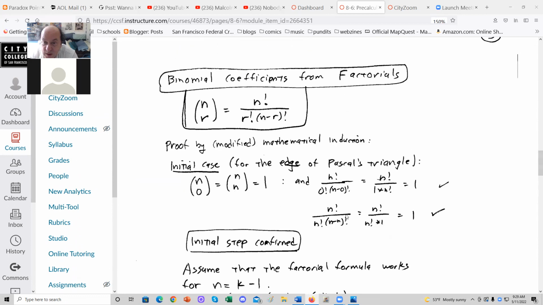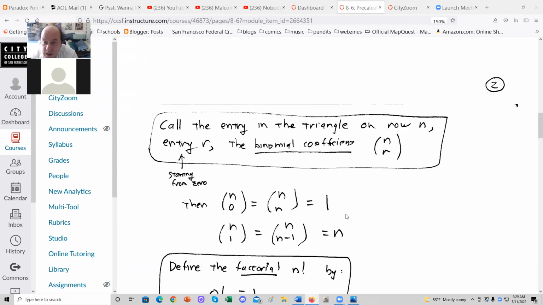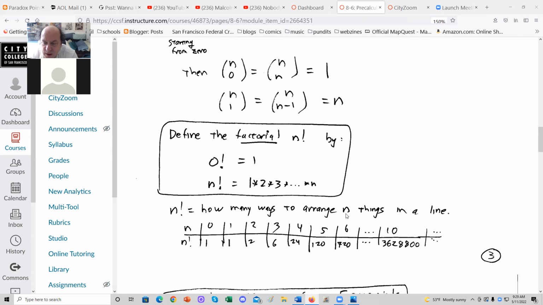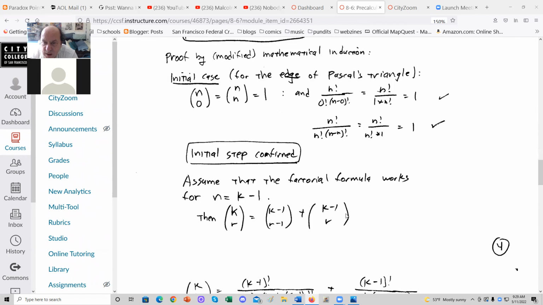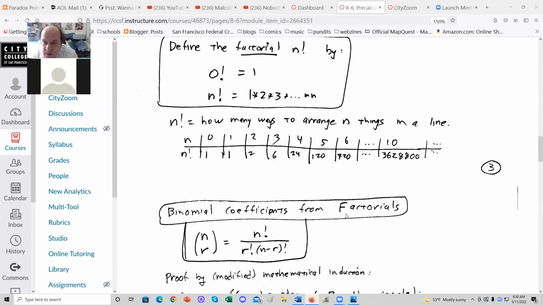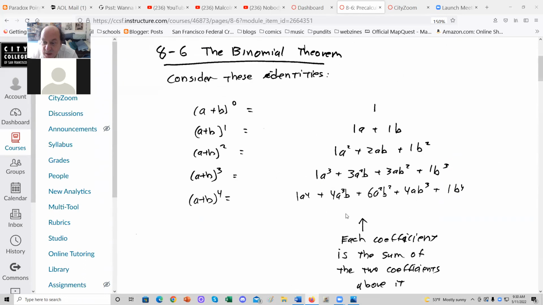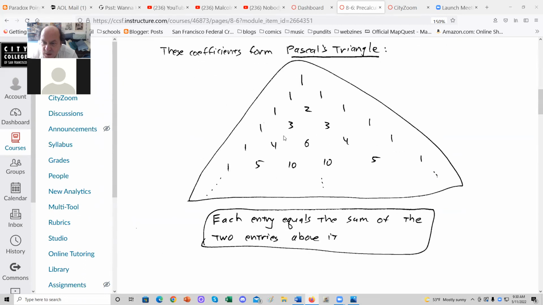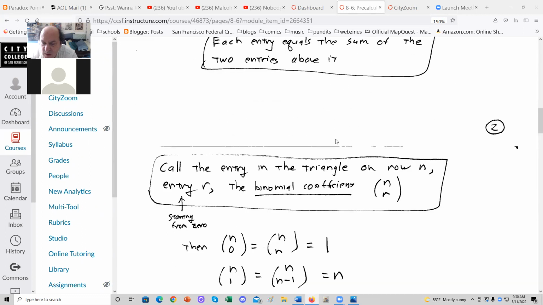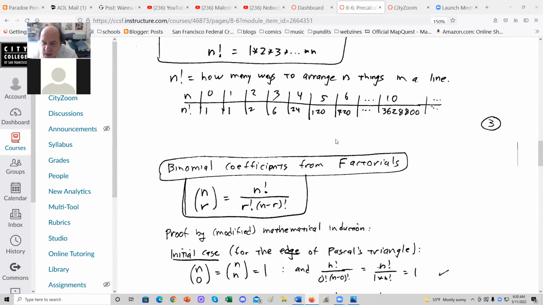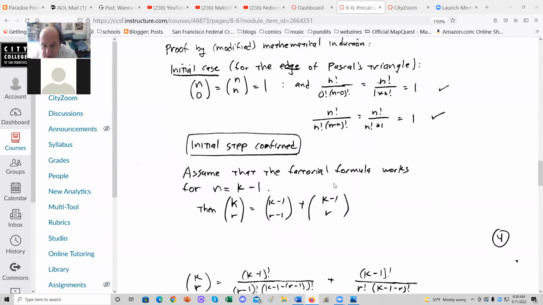So given the recursion formula for the binomial, that each entry is equal to the sum of the two above it, then this formula for the binomial coefficients follows.